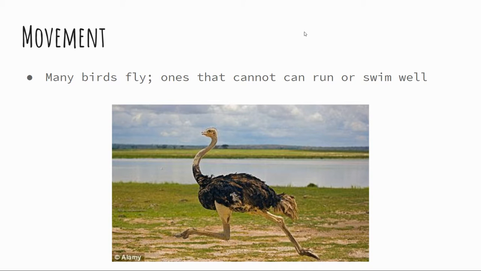Movement. So yeah, many birds fly, but there's also birds that don't fly. And the ones that don't fly typically can swim or run very well. So all birds are very good at some type of movement.